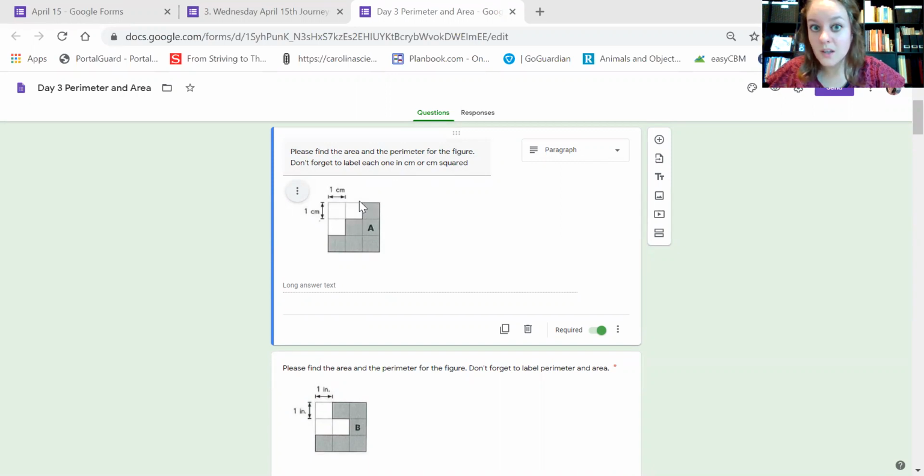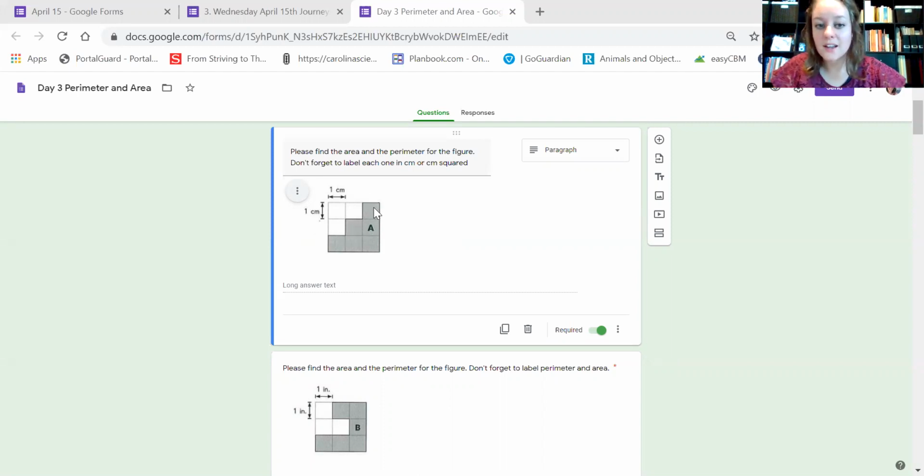And each one of these is 1. So to find the perimeter, we just count the outside. So 1, 2, 3, 4, 5, 6, 7, 8, 9, 10, 11, 12. So the perimeter is 12 centimeters. So I would write something like that: perimeter equals 12 centimeters.